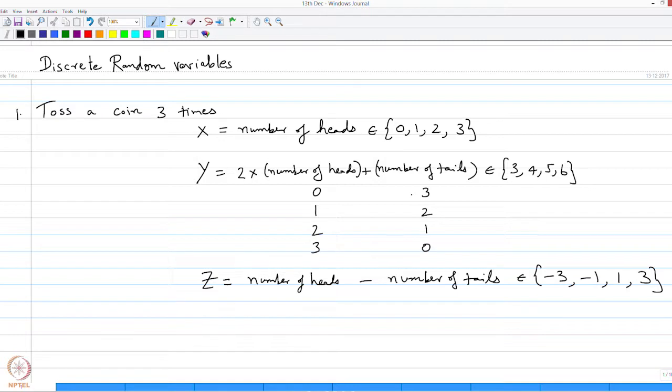Again, go back to this table. Number of heads could be 0, in which case number of tails would have become 3. Number of heads could be 1, in which case number of tails would be 2. Number of heads could be 2, in which case number of tails would be 1, etc.